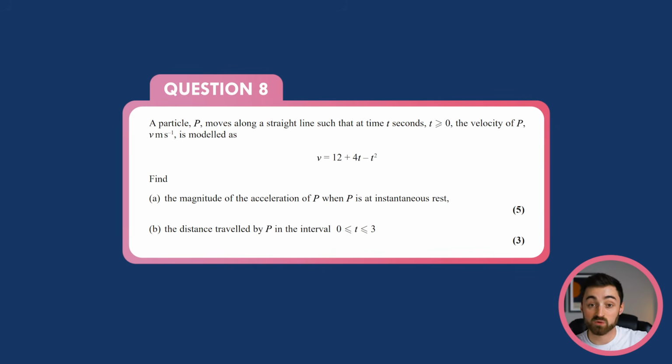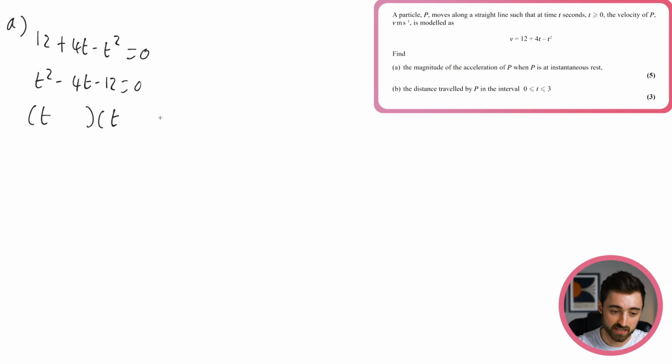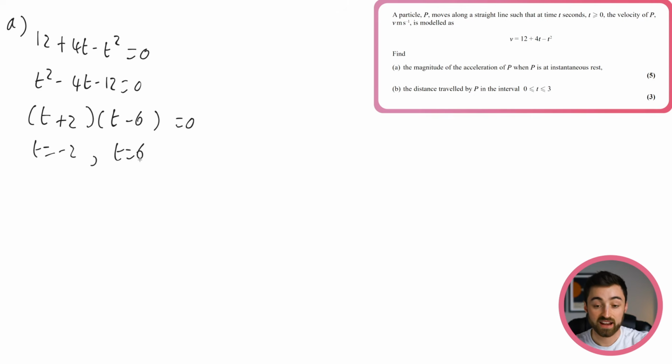So to find the times when it is at instantaneous rest, all I need to do is set the velocity function equal to 0. This is a quadratic. You can do whatever you want to solve this. I will multiply by -1 and factorize it because the numbers look all right here. If I had a +2 and a -6, I should be right. So I'm going to get two solutions: -2 or 6. Now t is a time, so it can't be negative. So 6 is the one that I want.